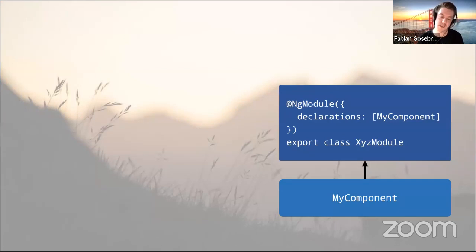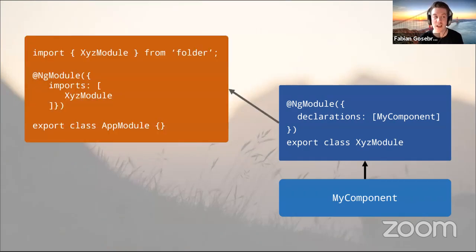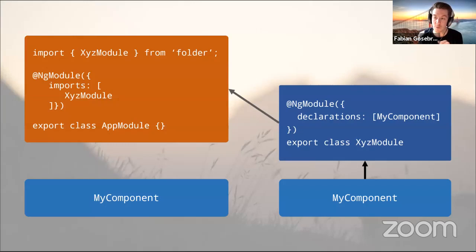So let's take a step back and look at a normal application we do. No library involved. This is just a normal application. We have a component called myComponent, and we have a class called XYZModule. It declares the myComponent. Then we have another module, called the AppModule, and we're just importing that module from a specific folder, right? And then we would like to use the myComponent. So in this scenario right here, this wouldn't be possible. We couldn't use the myComponent. Why?